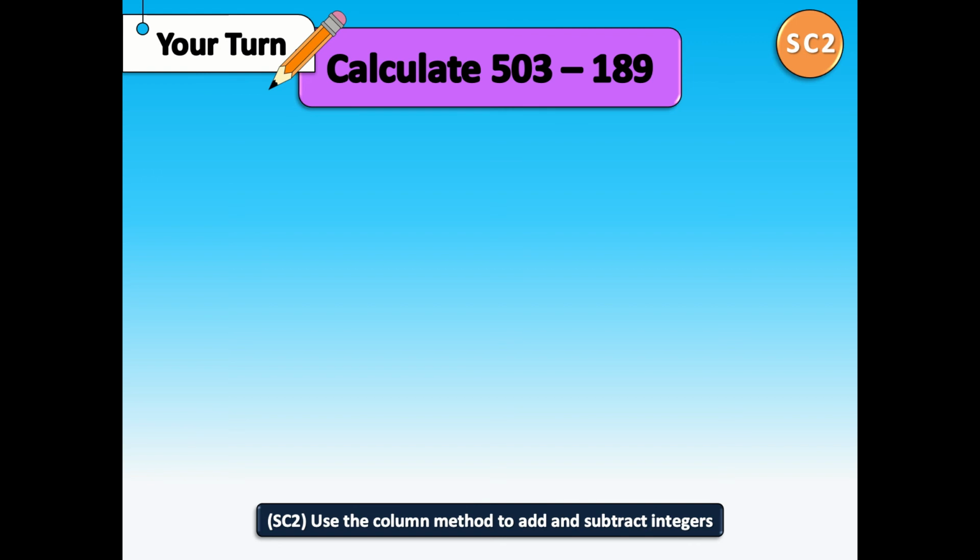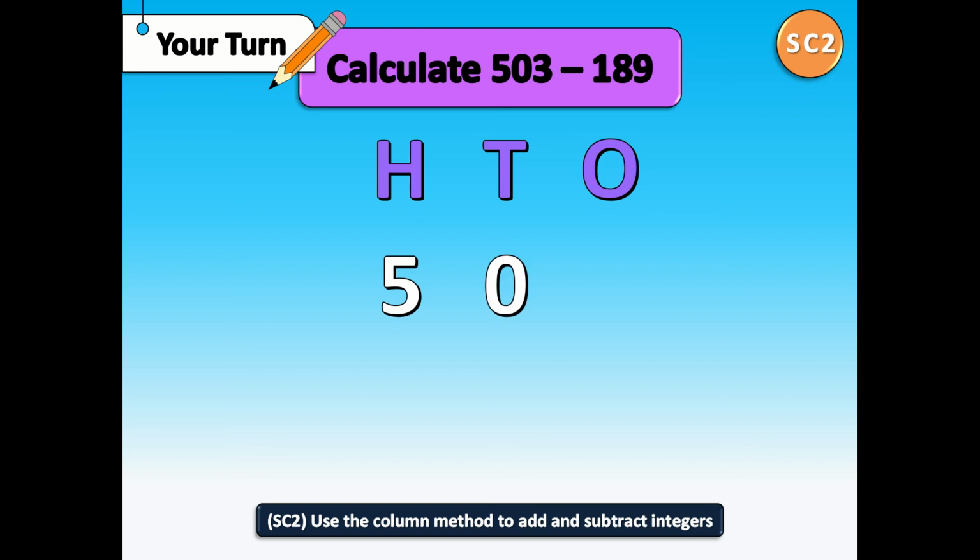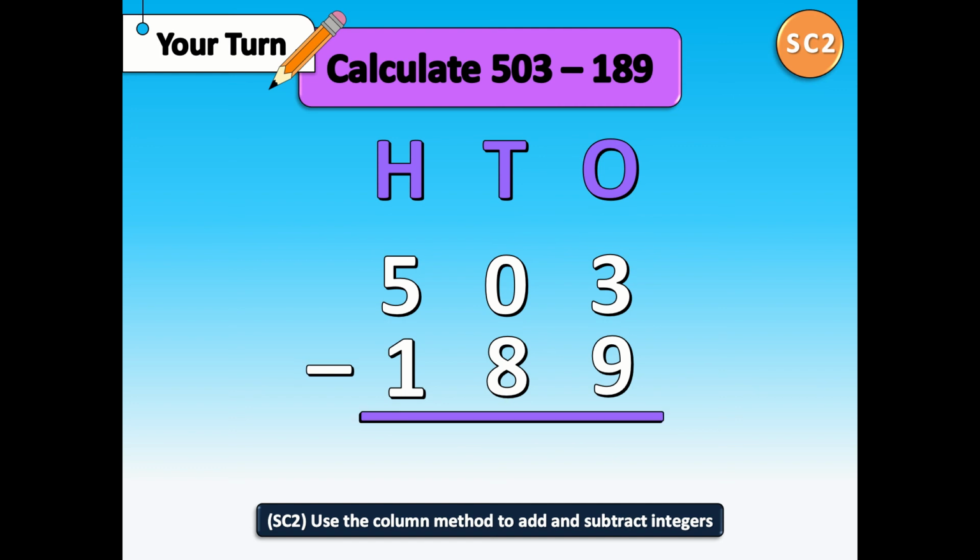So for this question, we want to do 503 take away 189. So we put it into columns of hundreds, tens and ones. So we've got 500, no tens and a 3. Then we've got 189. We're going to take these away from each other.